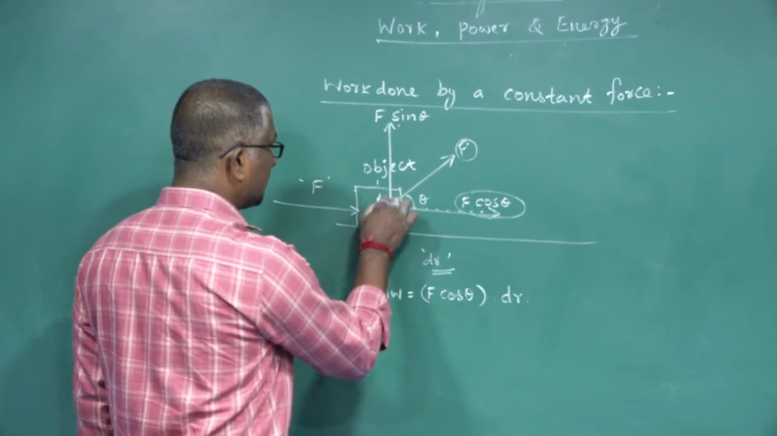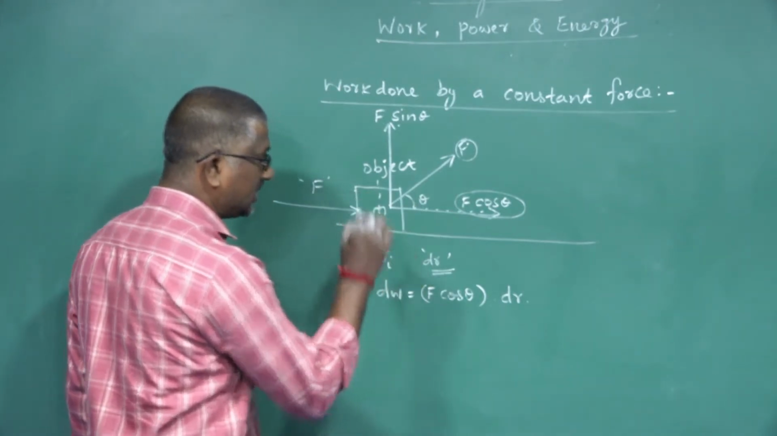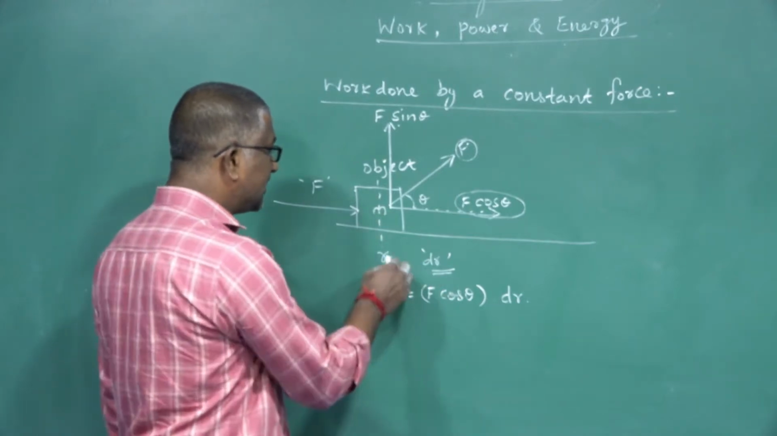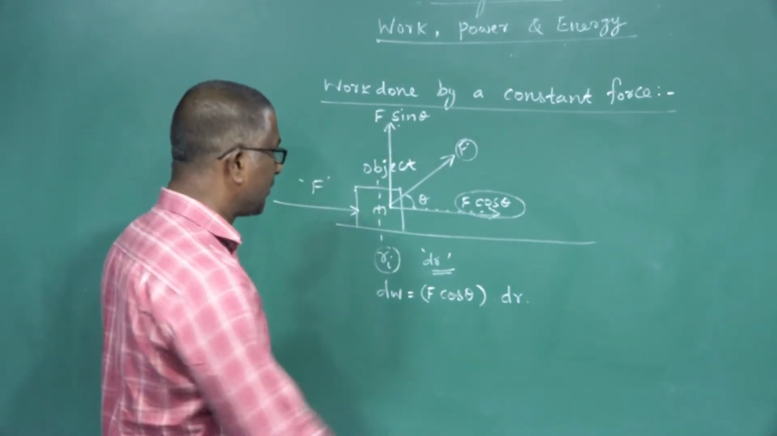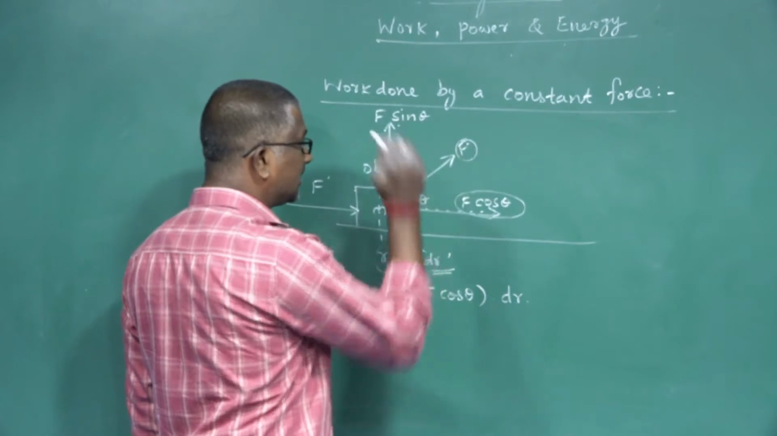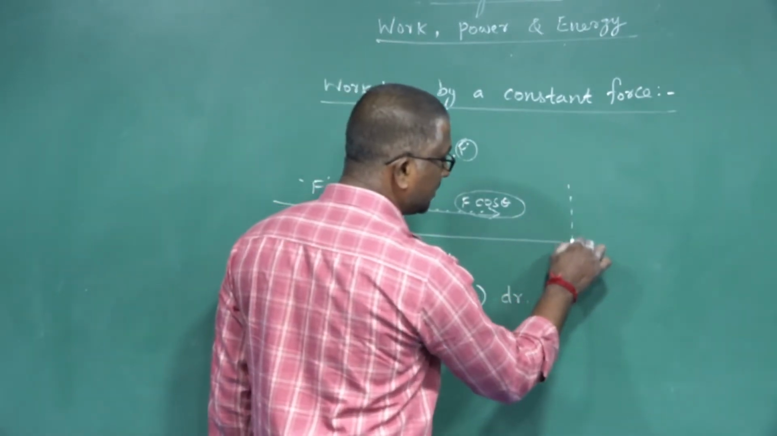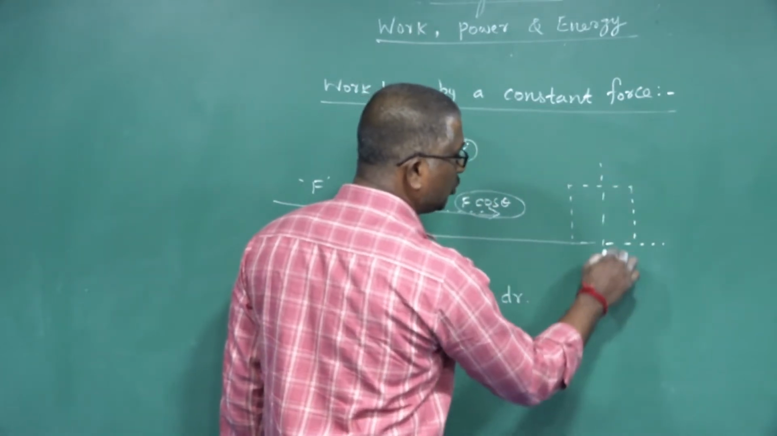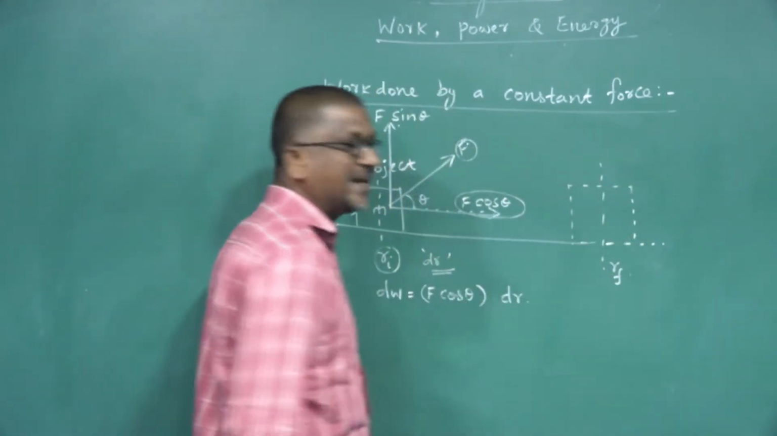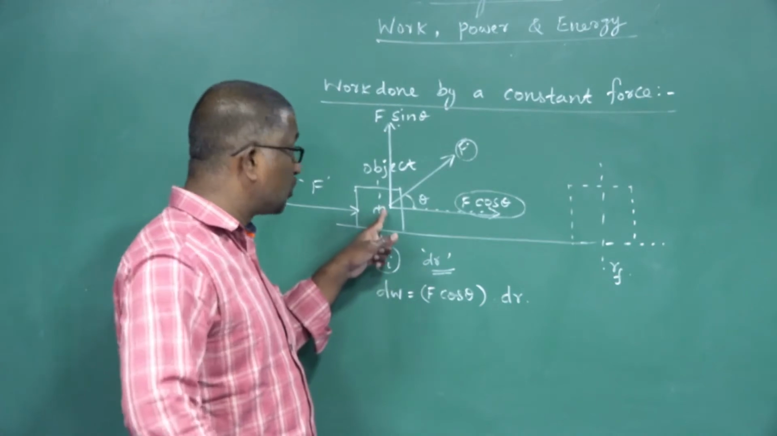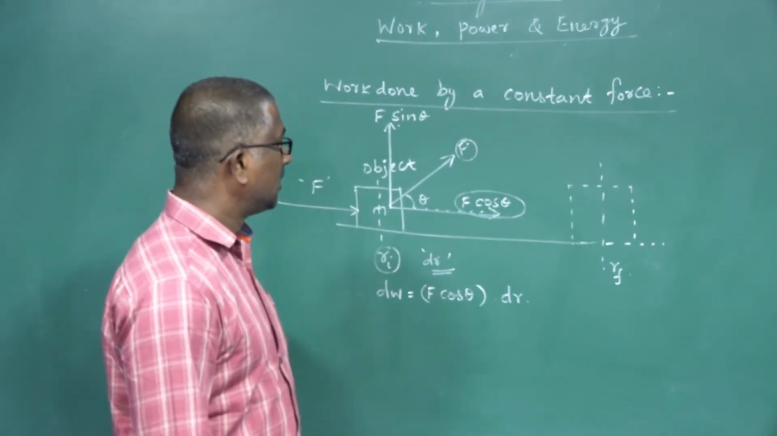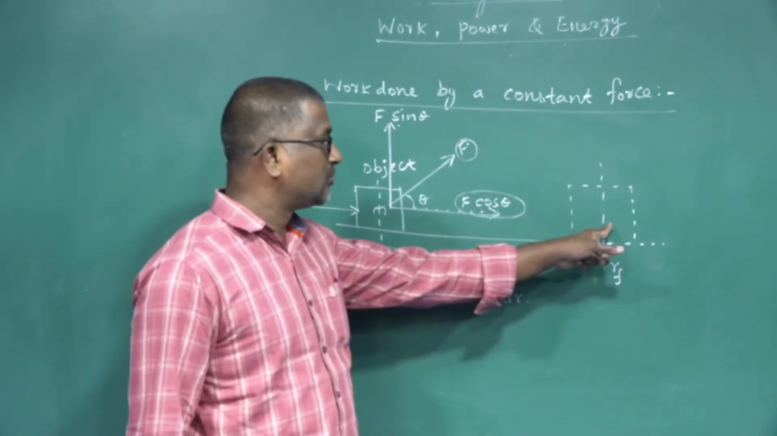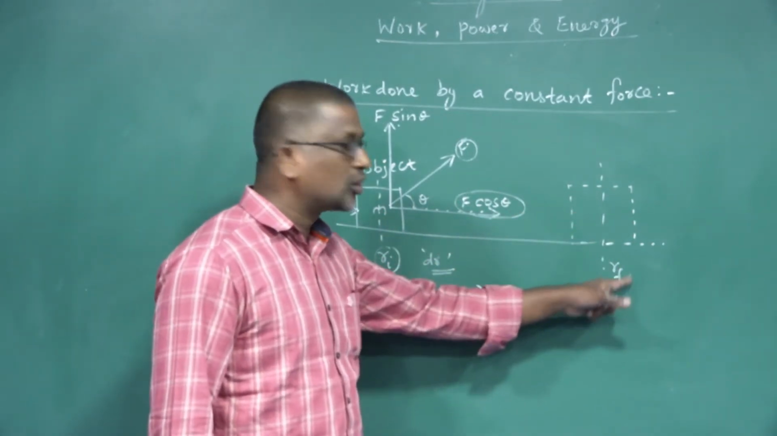Suppose the initial position of the object, before the constant force is acting on the body, is denoted by Ri. After applying this force, suppose the body is displaced to a new position, the final position, denoted by Rf. Ri is the initial position of the object before the force is applied, and after applying the constant force, the body displaces from this position to this position, the final position Rf.